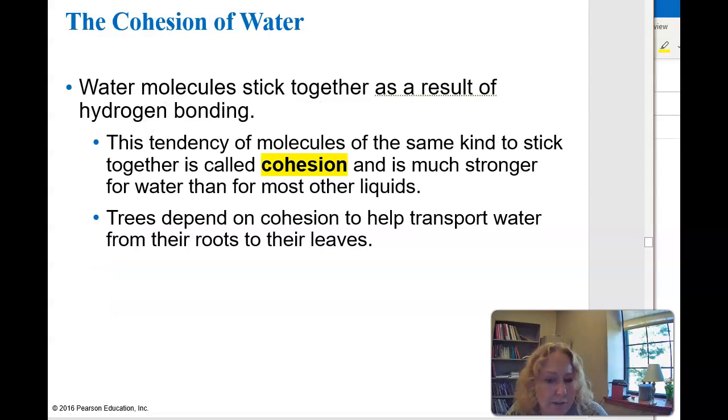Water molecules stick together as a result of hydrogen bonding. That's exactly what we just talked about, right? We've got the bully oxygen, slightly negative charge, and the hydrogen. So we know that water molecules stick to itself. It makes the cute little droplet. They stick together, and this is actually called cohesion. Together, they stick to each other. So water molecules will stick to each other.